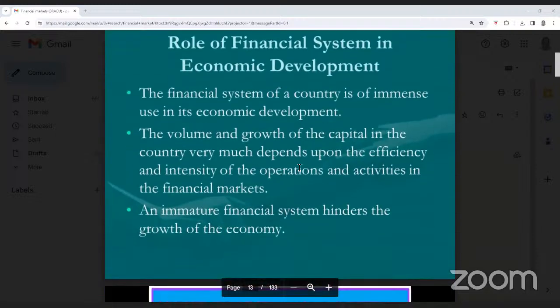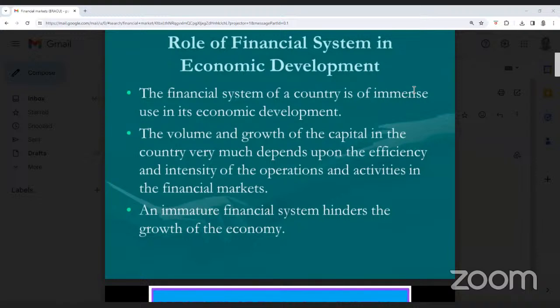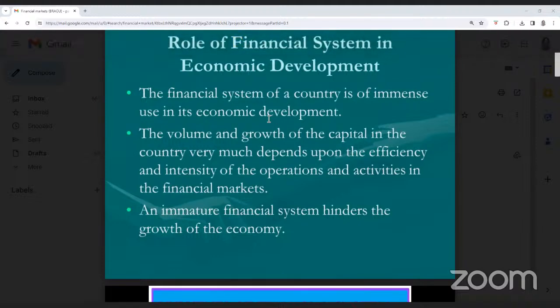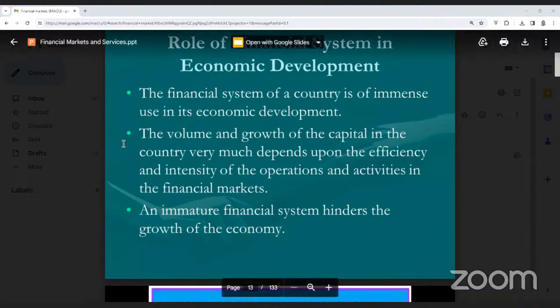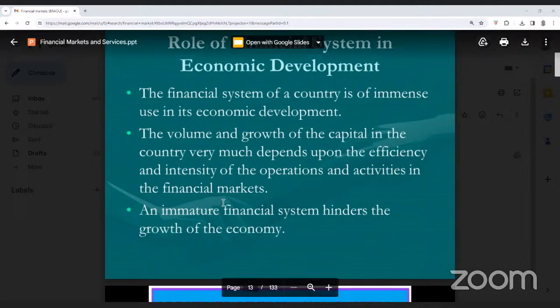Now, we'll see what is the role of the financial system in economic development. The financial system of a country is of immense use in its economic development. And the volume and the growth of the capital in the country very much depend upon the efficiency and intensity of the operations and activities in the financial markets.